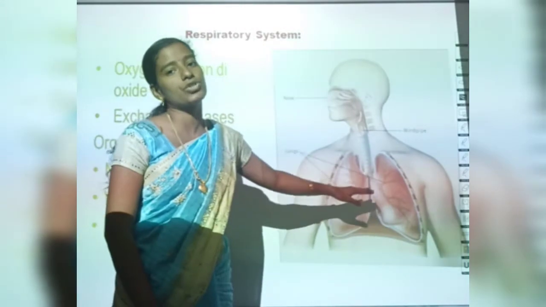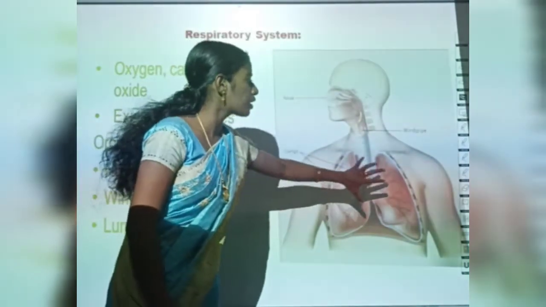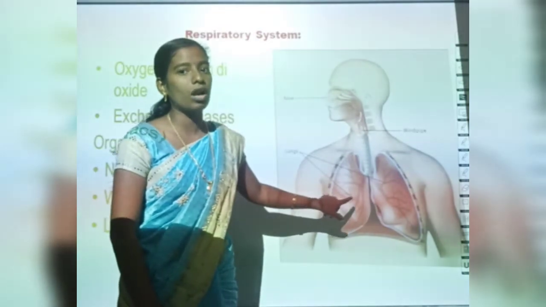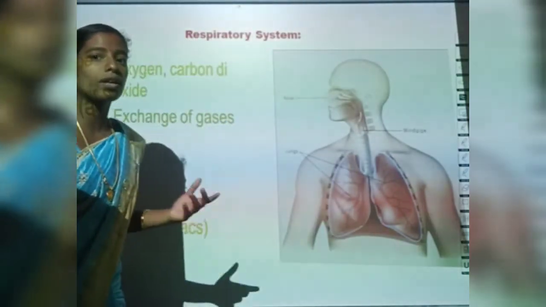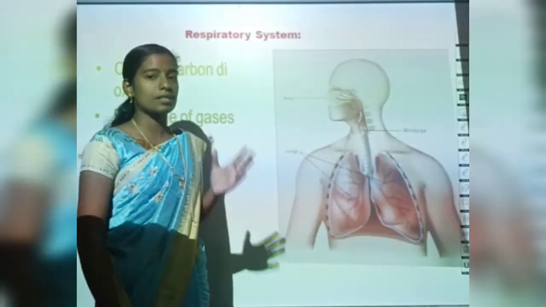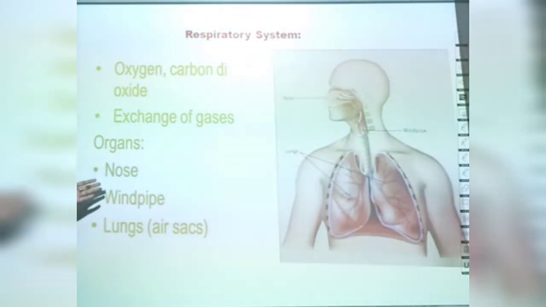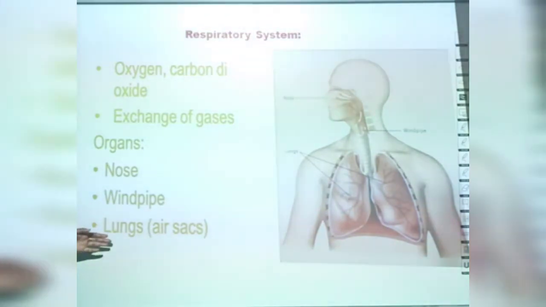Then it reaches a muscular organ called lungs. What is this organ called? Lungs. So the organs involved in this respiratory system are nose, windpipe and lungs.